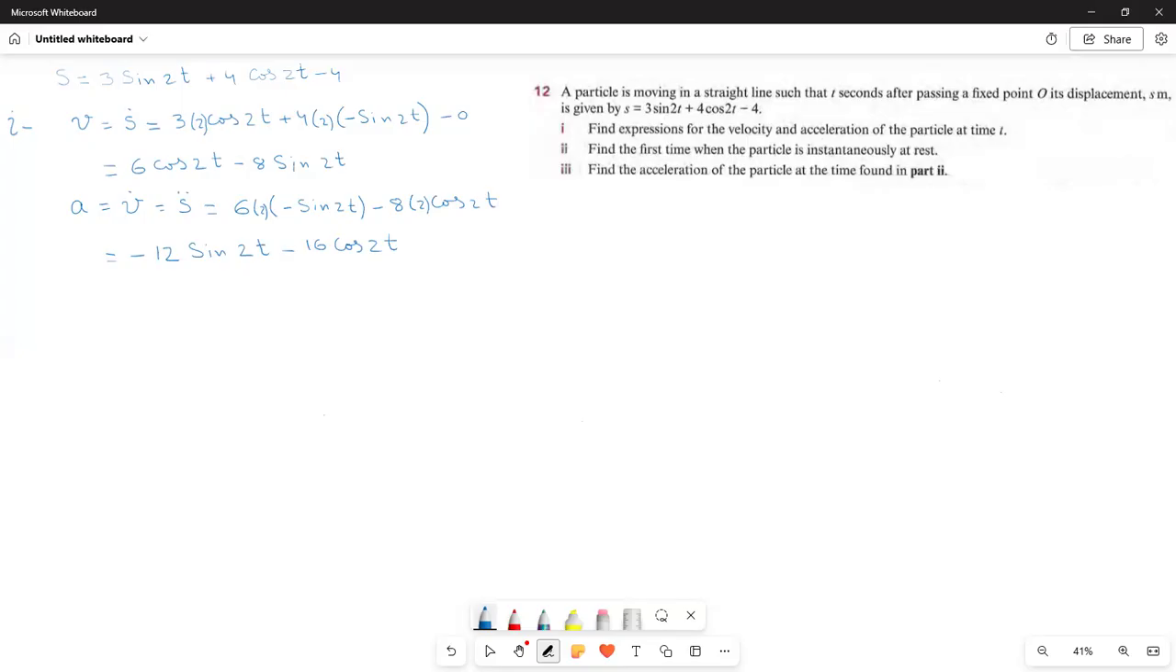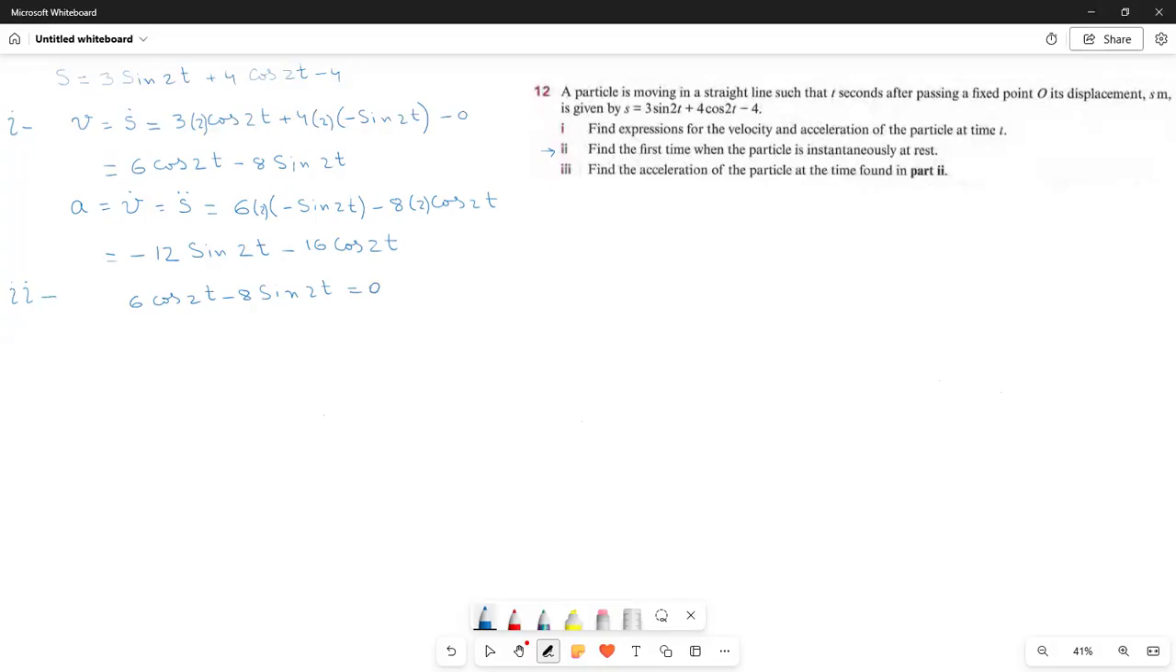Now the second part is to find the first time when the particle is instantaneously at rest. This is interesting. We need to find the first instant the particle is at rest. So the particle is at rest when the velocity is 0. So we will say the velocity is 0 means 6 times cosine 2t minus 8 times sine 2t is equal to 0. We need to solve this equation and find the value of t.